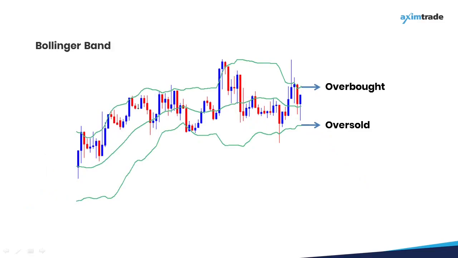Bollinger Band. Bollinger Bands are a form of technical analysis that traders use to measure a market's volatility and identify overbought or oversold conditions. This will help traders to determine when to enter or exit a position from the market.